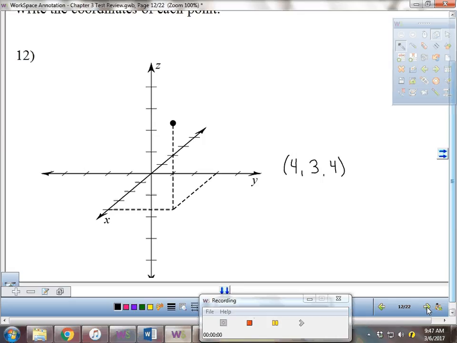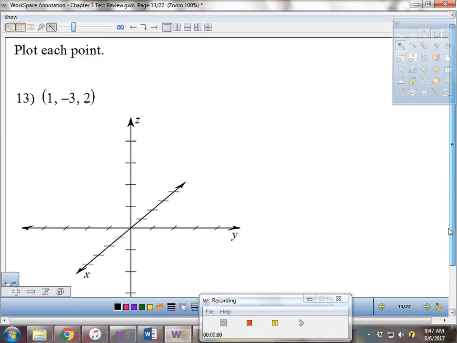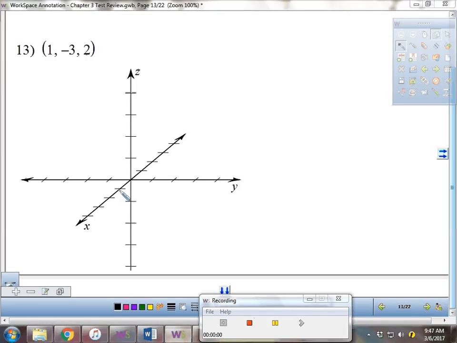Okay. Now we're going to plot our own point. So we need to go 1 on the x-axis, -3 on the y. So that brings us out to here, right? Don't put a big dot there. I noticed you guys were sometimes putting big dots. That's not where your point is. That's just where they meet.